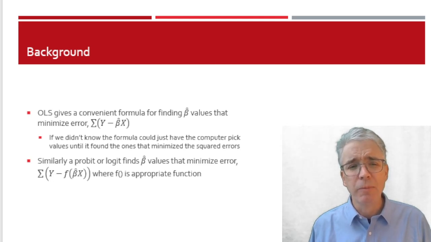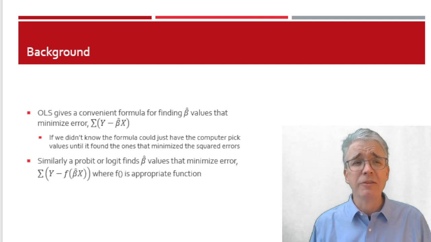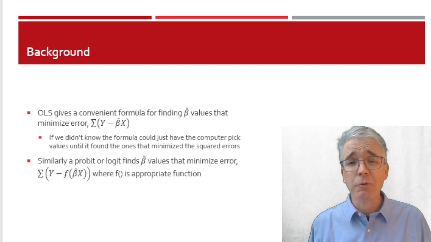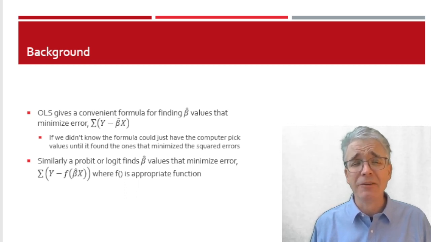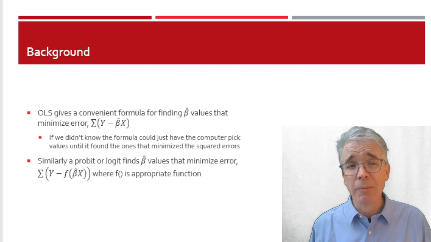I'll conclude with a bit of background. At the beginning of your journey, it's okay if you just think this is magic. It works even if you don't know why. But it's useful to get a little sense for what's behind the magic. When we did OLS, we were able to derive a convenient formula for finding these coefficient values, minimizing the squared error. Remember, ordinary least squares. The error term is y minus beta x. Sum those up, and having a nice formula makes things very easy.